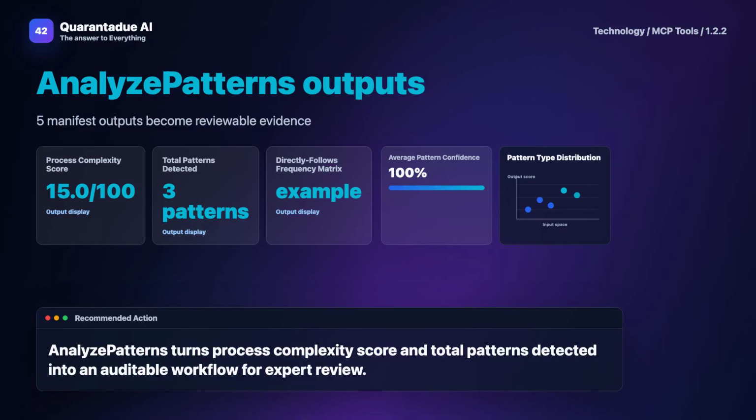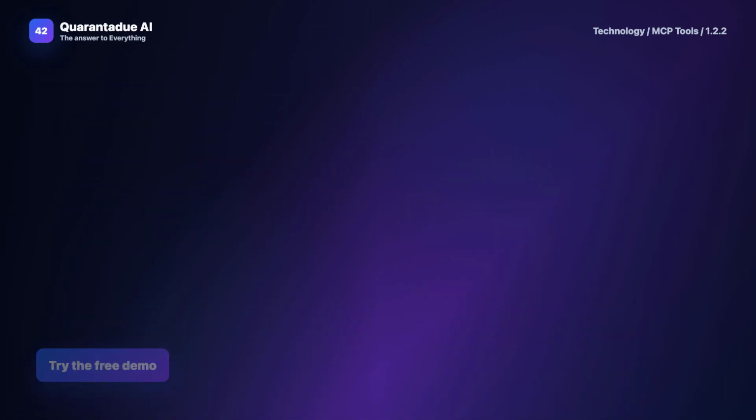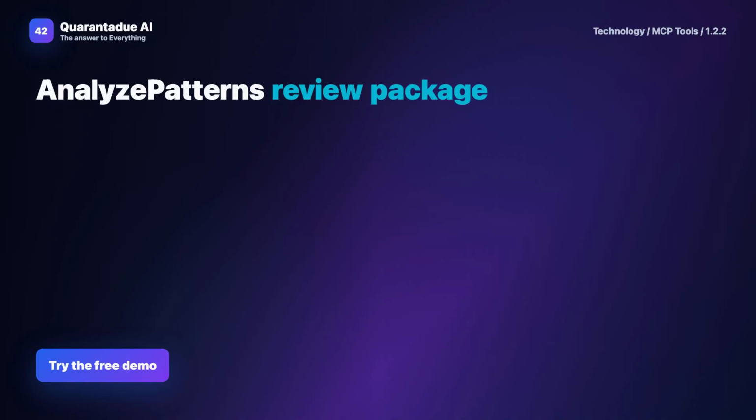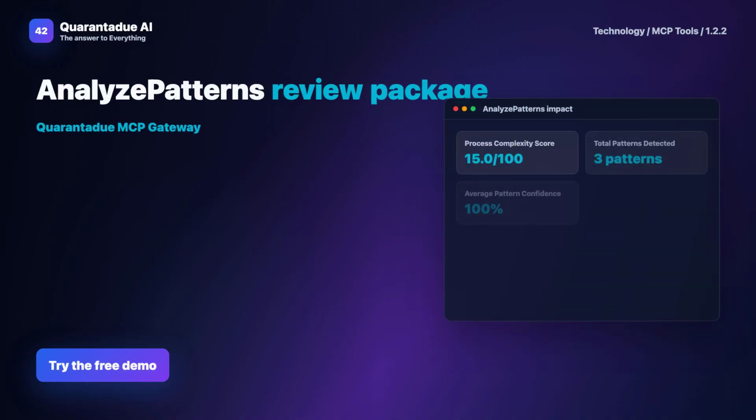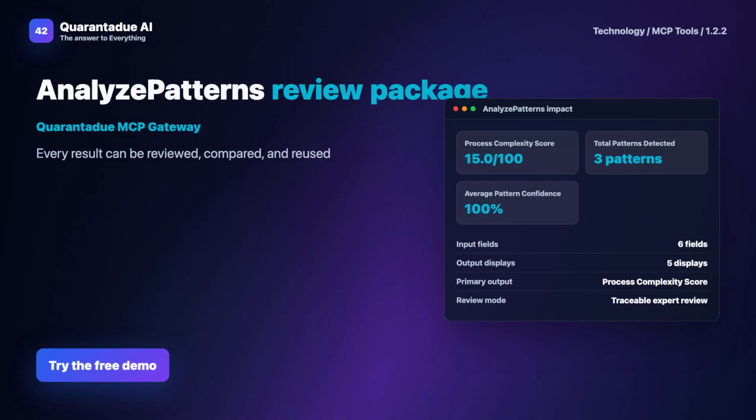Analyze patterns returns structured outputs such as process complexity score, total patterns detected, average pattern confidence, pattern type distribution, and directly follows frequency matrix. These outputs are designed to support review, reporting, comparison, and follow-up actions. The value of analyze patterns is not just automation, it is a controlled way to turn repeated technology work into a documented business process with clear inputs, transparent logic, and reusable outputs.